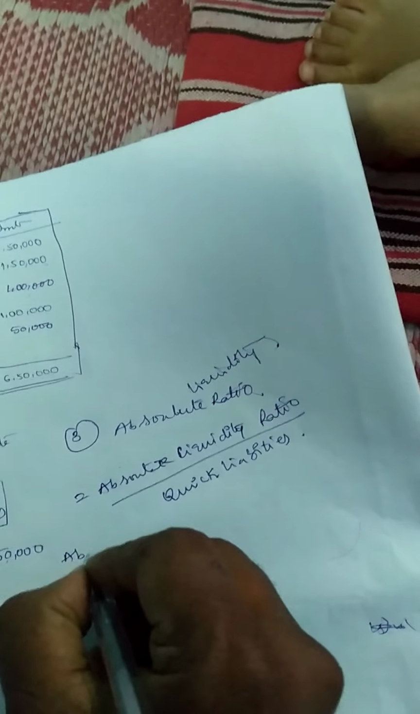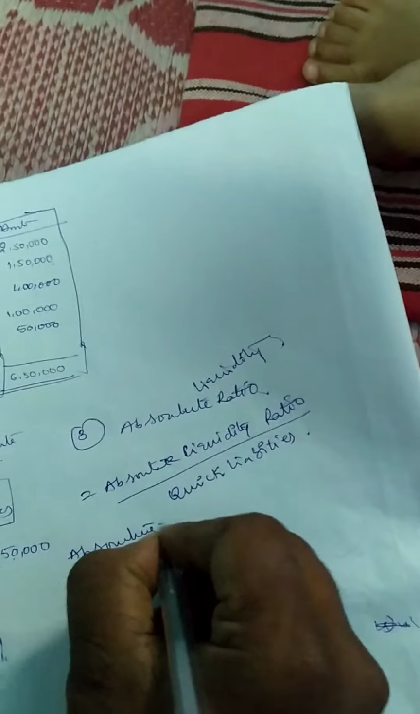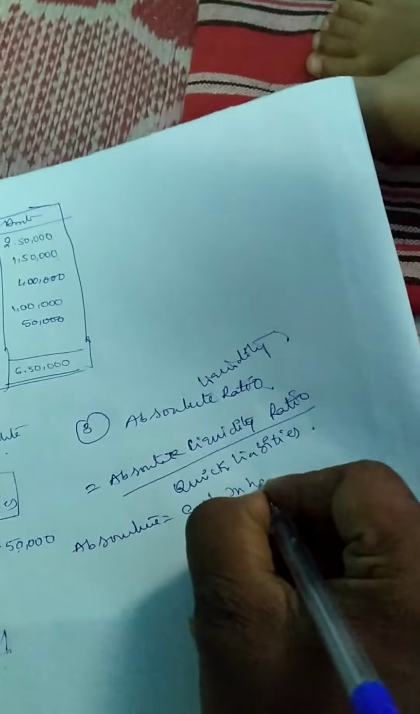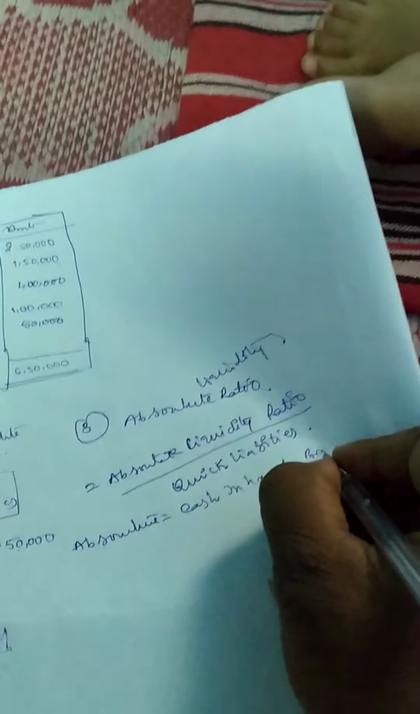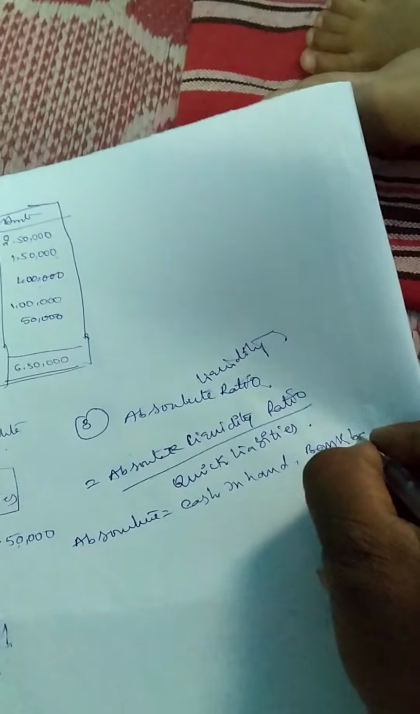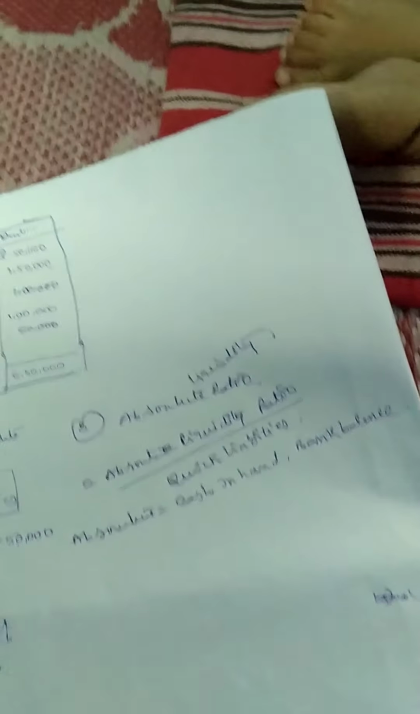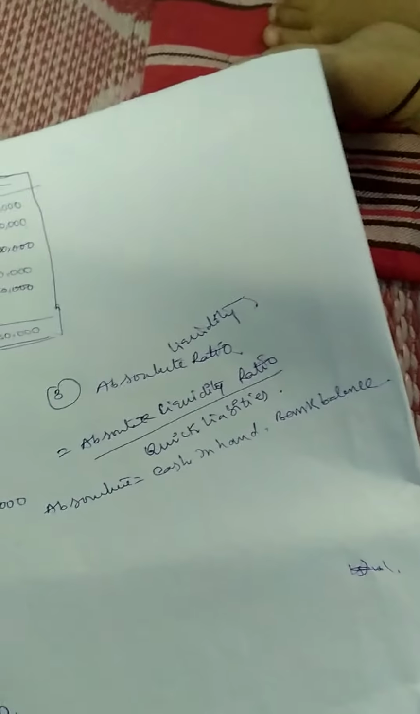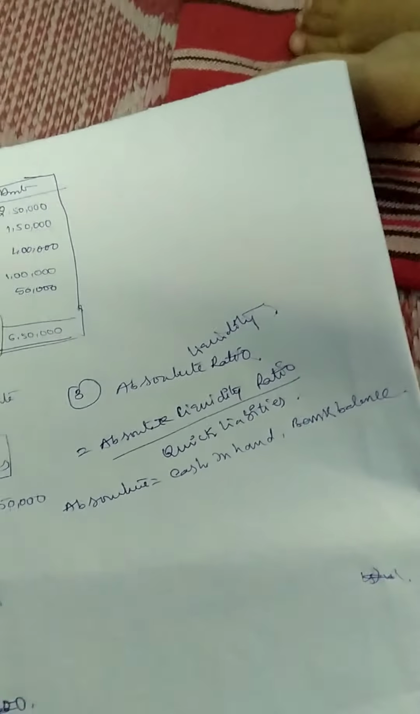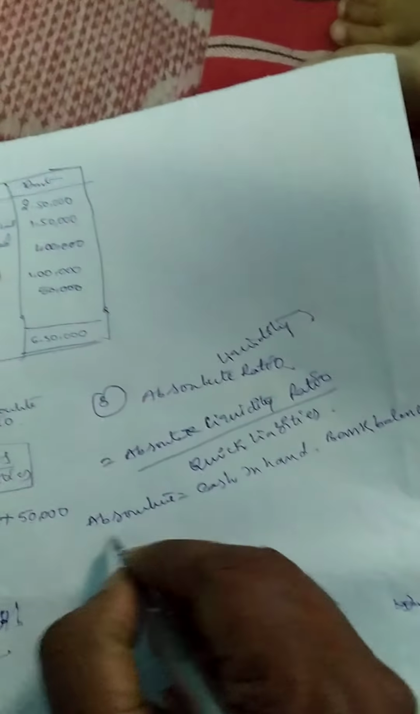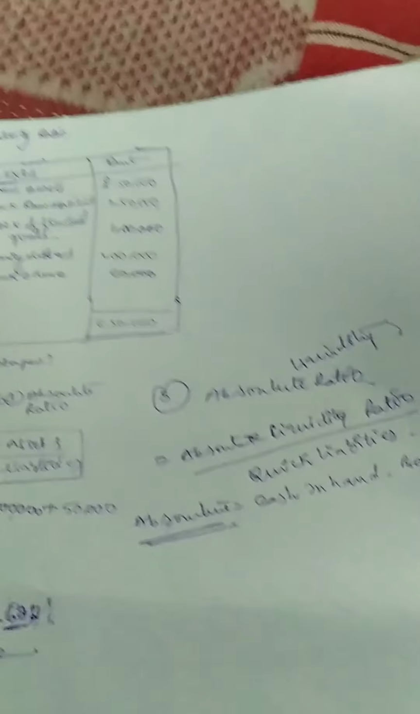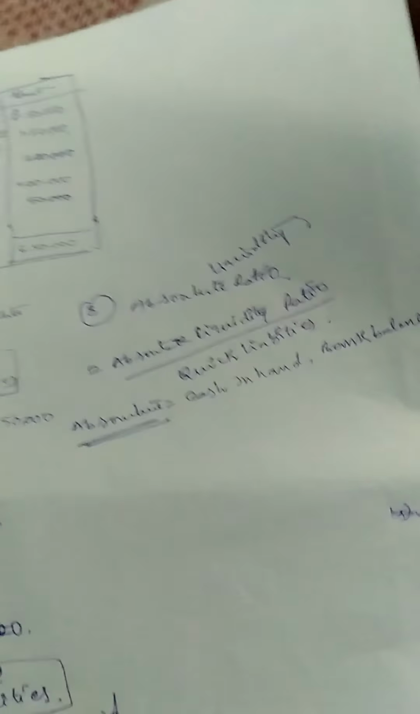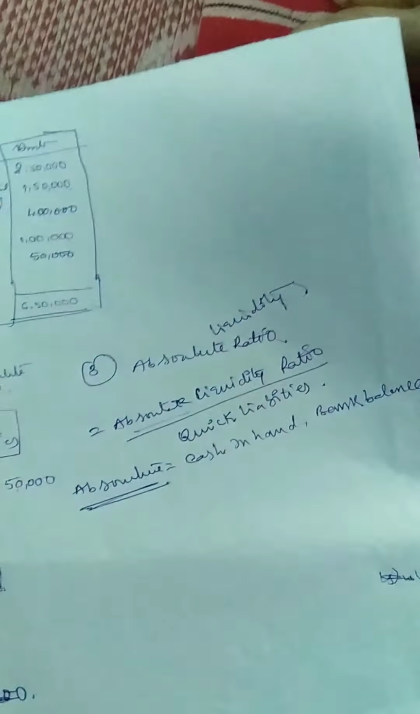See that in the absolute liquidity ratio we have to take only two items: cash in hand and cash at bank, or bank balance. These things are considered under the absolute liquidity ratio. Please students remember this. So what is the absolute liquidity ratio?